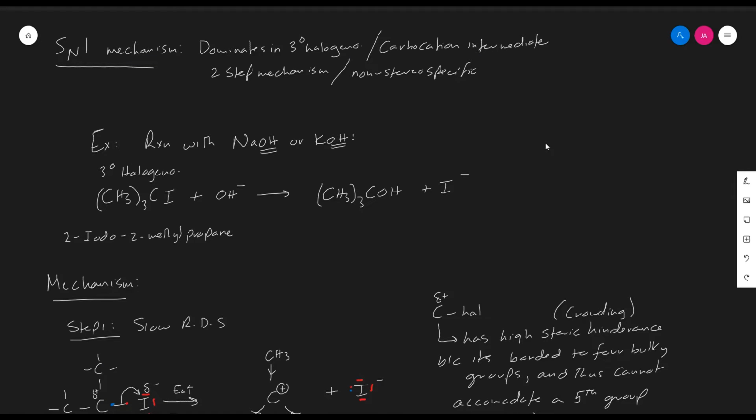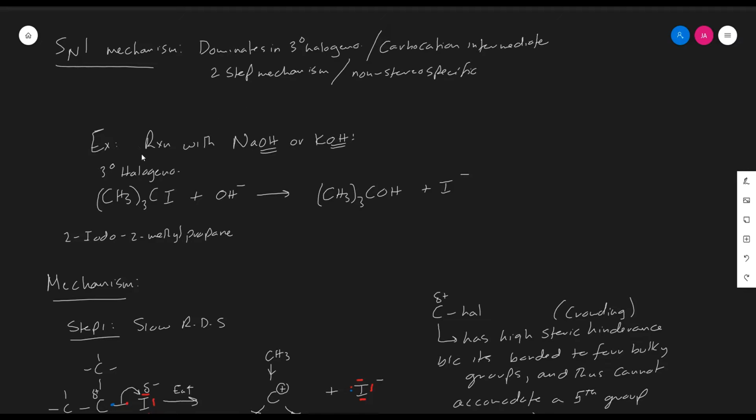Hello everyone. In this video I will be discussing the SN1 mechanism for nucleophilic substitution reactions. Quick notes and reminders regarding this mechanism would be that this mechanism dominates in tertiary halogenoalkanes. It involves the formation of a carbocation intermediate. It is a two-step mechanism and is non-stereospecific.